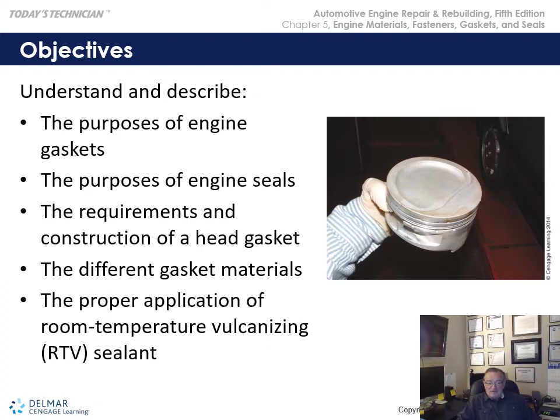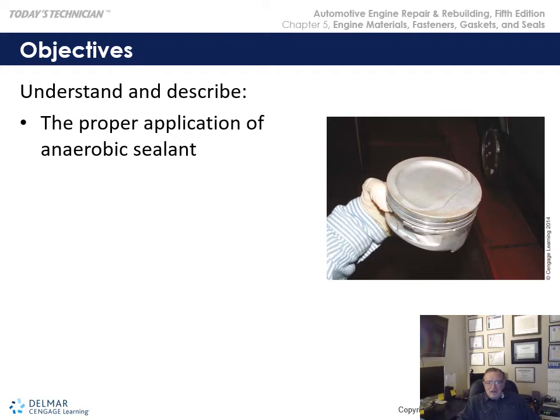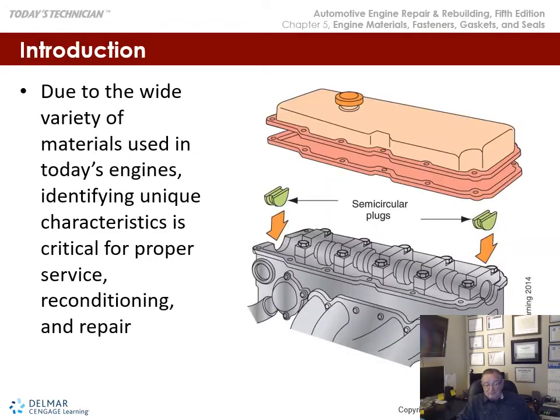A purpose of engine gaskets. Gaskets are pretty much for stationary fixed parts, and seals are for rotating parts. Requirements and construction of head gaskets, different gasket materials, and the application of RTV, room temperature vulcanization sealants. There's several different colors for applications. And a proper application of an anaerobic sealant is like Loctite, which hardens in the absence of air.